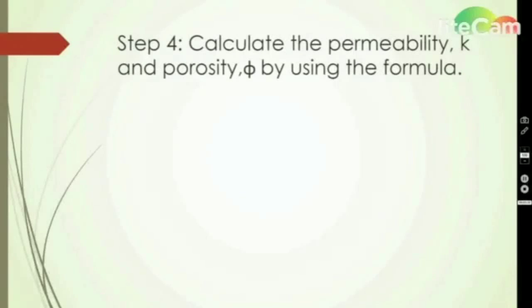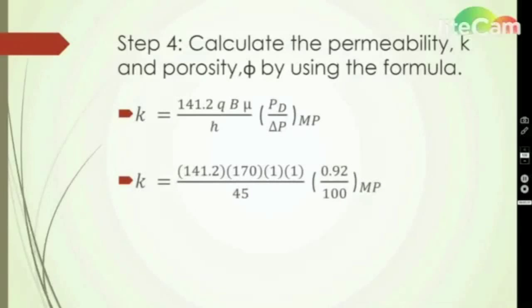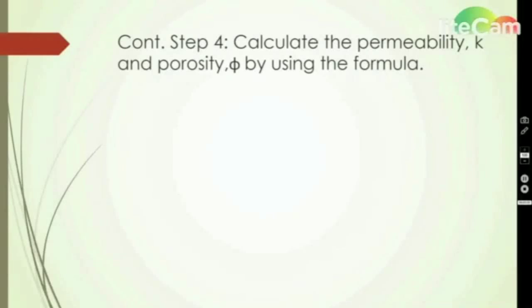Step 4. Calculate the permeability and porosity by using the formula. This is the formula for permeability. K is equal to 141.2 times flow rate times formation volume factor times viscosity over height times PD over delta P that we get from the matching point. So we just plug in the data and calculate it. So K is equal to 4.91 millidarcy.